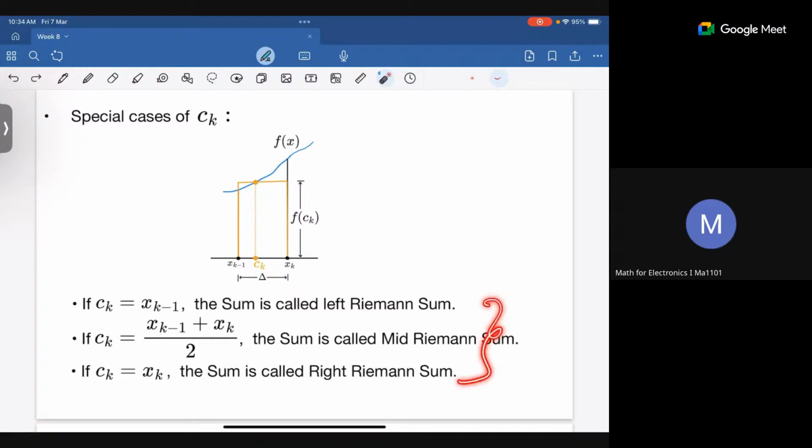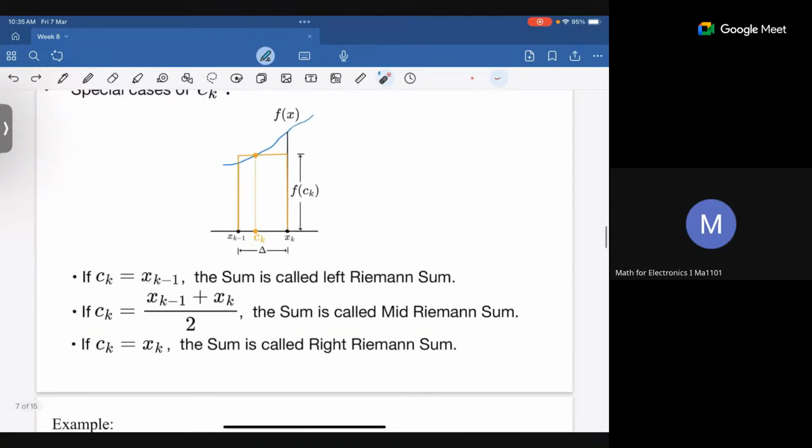Okay, so these are the three different sums. Even in exams, we might ask you to compute the right Riemann sum. So what do I mean by right Riemann sum? You have to choose all the ck's to be the rightmost points of each and every interval.